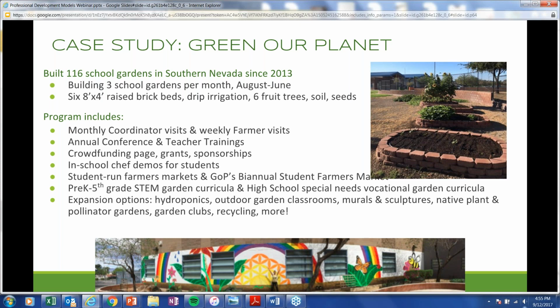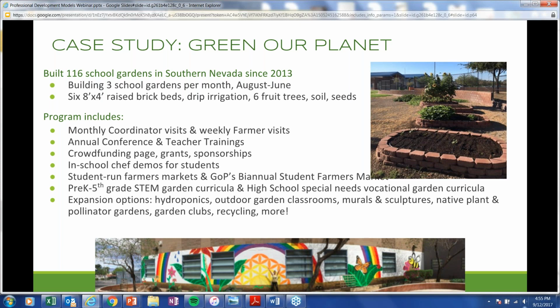We also have a student-run farmers market that we coordinate at each of the schools. And the teachers and the students are in charge of pricing out their items, planning the farmers markets, advertising their farmers markets, and running the entire thing. So it's the students that are making change and the teachers that are overseeing that process.